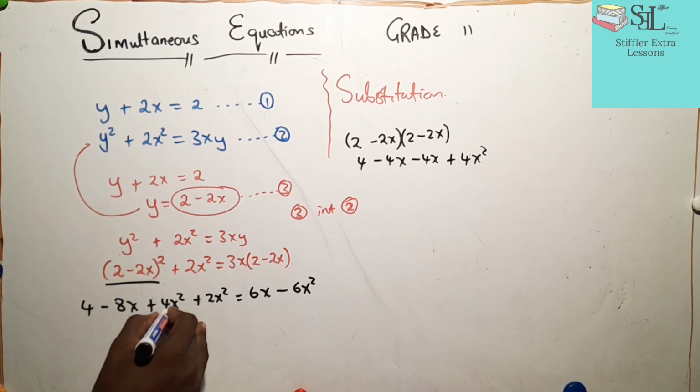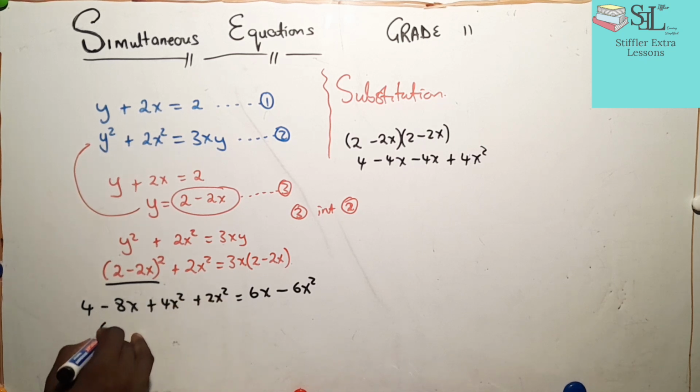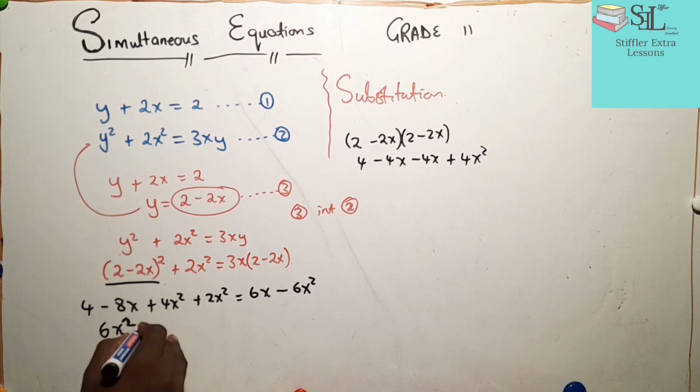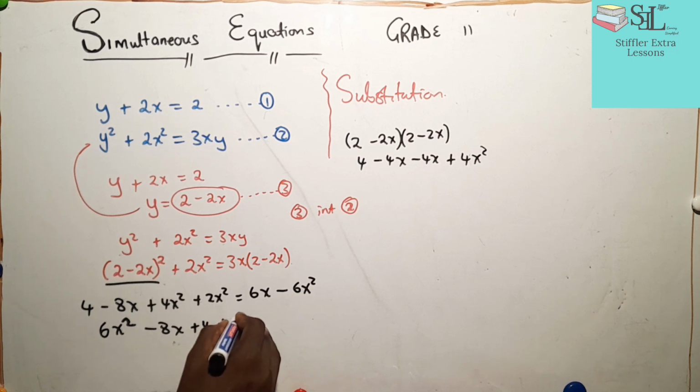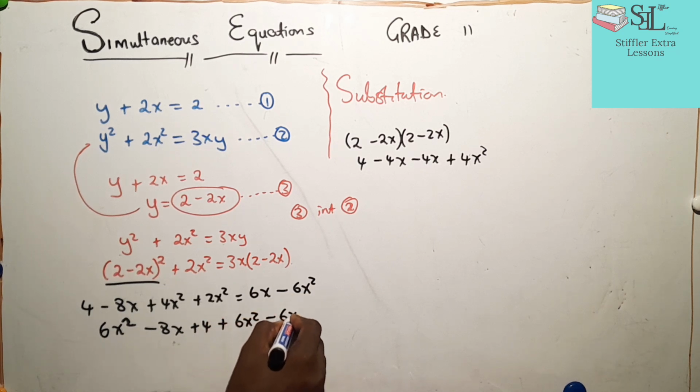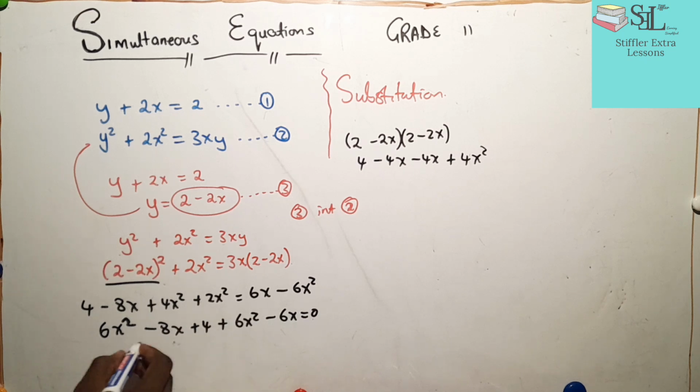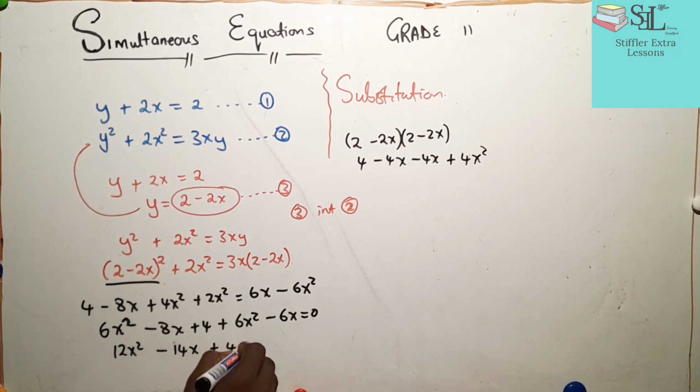So 4x squared plus 2x squared is 6x squared, and minus 8x plus 4. Everything coming this side, negative 6x squared becomes positive 6x squared, and minus 6x is equal to 0. So now this and that give us 12x squared minus 14x plus 4 is equal to 0. We can see that there is a common factor there. We can divide throughout by 2. After dividing by 2, this becomes 6x squared minus 7x plus 2 is equal to 0.